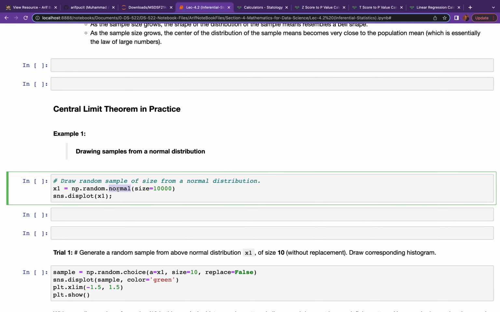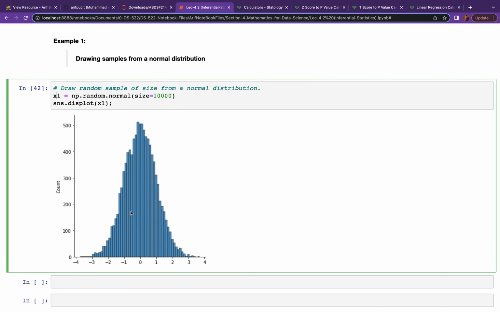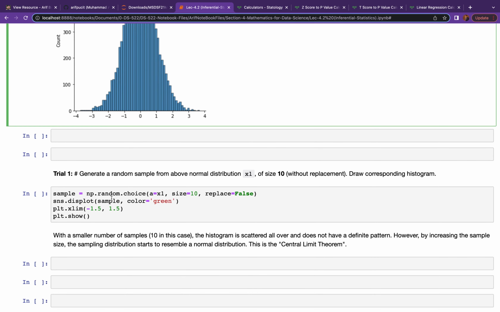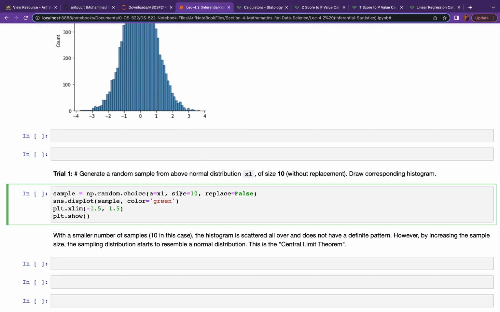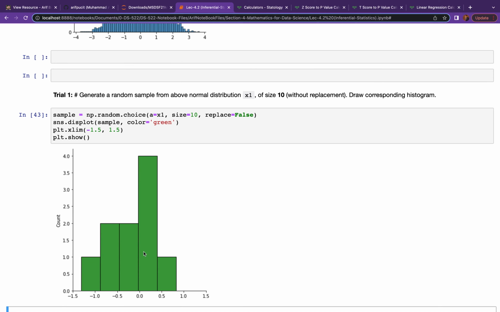So over here I'm using the normal method to generate a data set of 10,000 values which are normally distributed. X1 is the variable containing all these values. In trial one, what I'm doing is generating a random sample from this distribution above, X1, of size 10, and that too without replacement. Let me take that. So I have taken 10 values from this, and of course these are not distributed normally. You can see this from the graph.